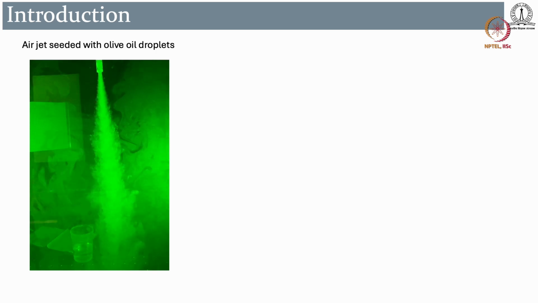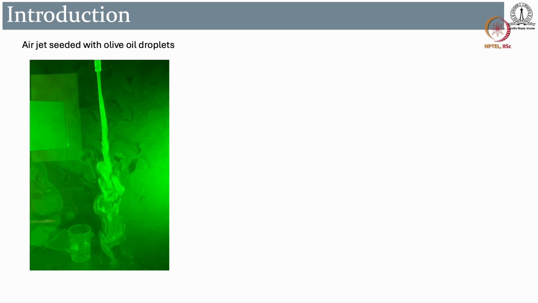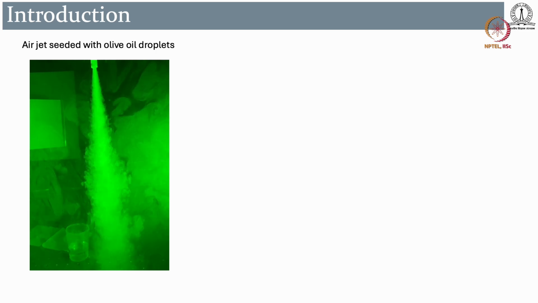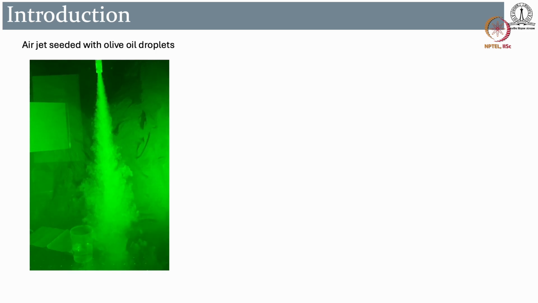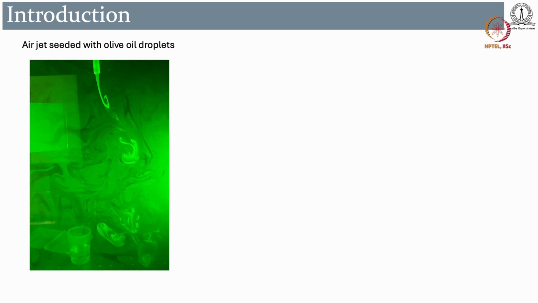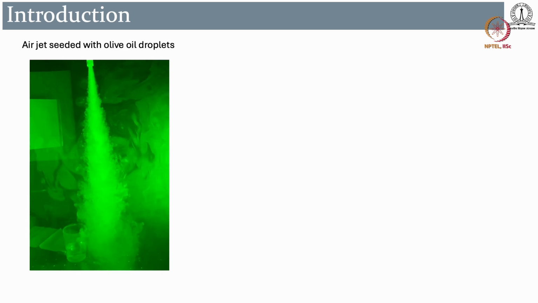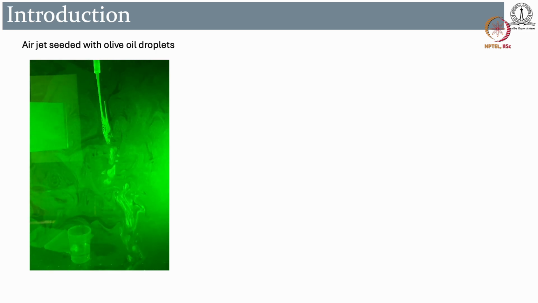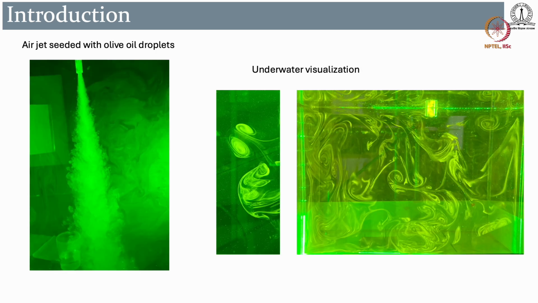Once we switch off this light and we don't seed this air with olive oil droplets, then we will still be able to generate these jets, high speed jets and low speed jets, but we won't be able to see them. So it is very important to seed it. This is just a trial video, and using this video you can extract the characteristics of such kinds of flows. And inside water, I'll show you some more images.